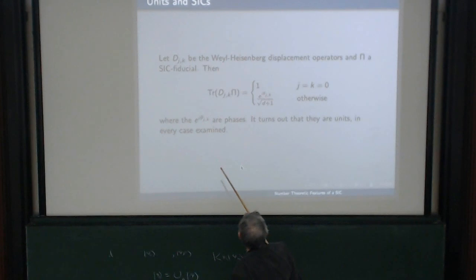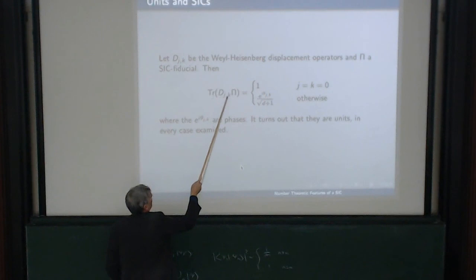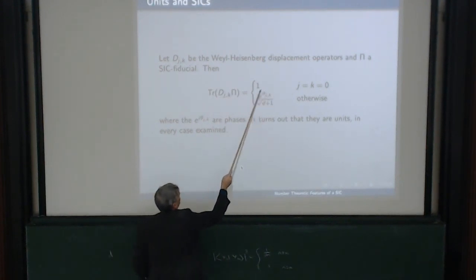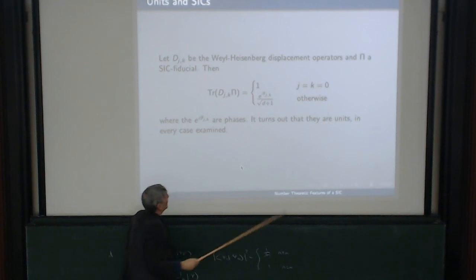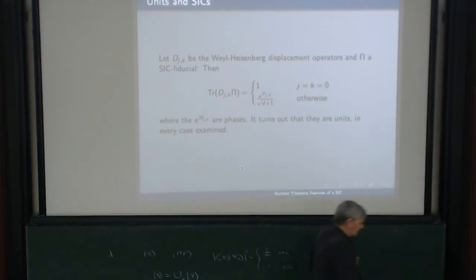Now, suppose we're talking about a SIC. Here's the phases in every case. I think they also actually determine the SIC. If you know those phases, you know the SIC. So you can throw away the projector and focus on those phases. And I tend to think maybe that's what you should do. The thing of main interest here is the phases from a number theoretic point of view.